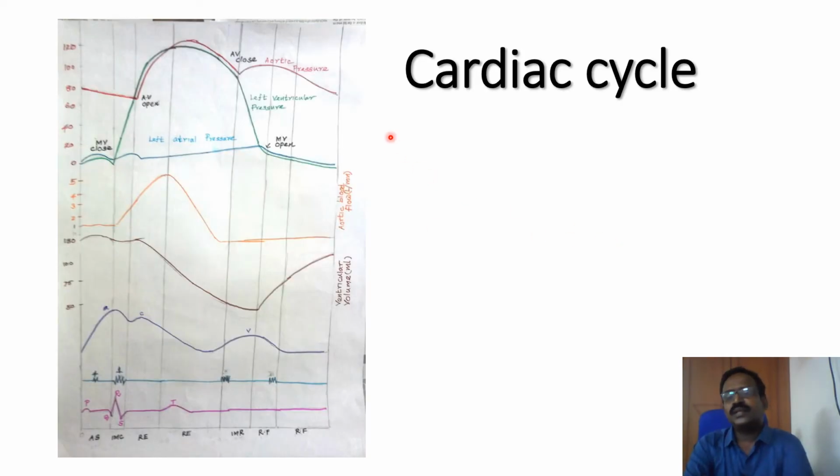So cardiac cycle can be asked as a short note or long question. You have to draw this curve. So you have to practice the curve 2-3 times. Then only you can draw the curve properly in the examination. Okay. If you draw the curve correctly, you can write the points very easily. So in the x-axis, depict the atrial systole. Ventricular systole is divided into the isovolumetric contraction, rapid ejection, reduced ejection.